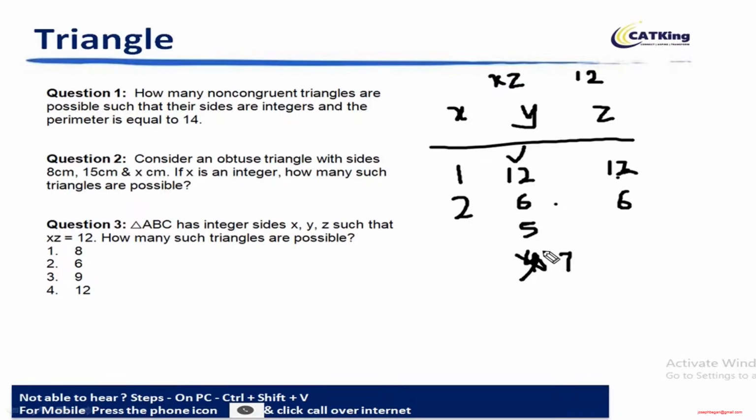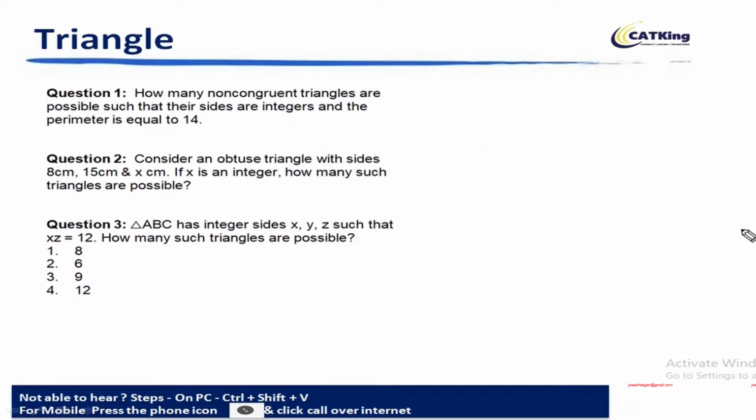What if the value of y is 7? If the value of y is 7, 2 plus 7 is 9, which is greater than 6. 6 plus 7 is 13, greater than 2. So it is also possible. What about 8? 2 plus 8 is 10, greater than 6, but 6 plus 2 is equal to 8. So 8 is not possible. So three possibilities are there when it is 2 and 6.